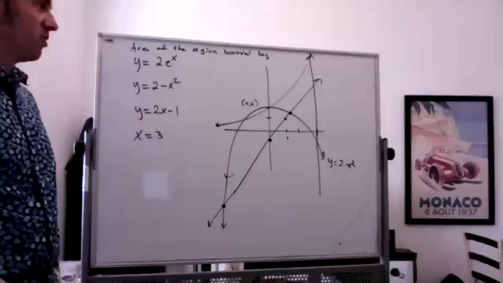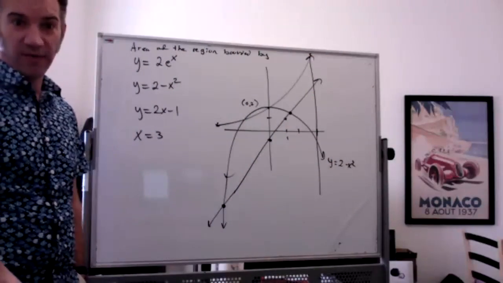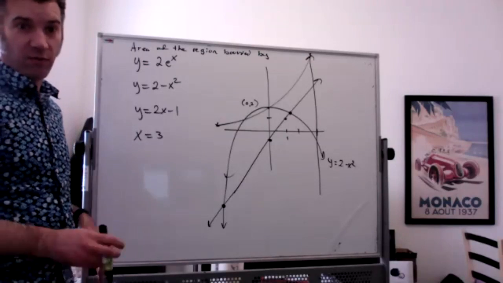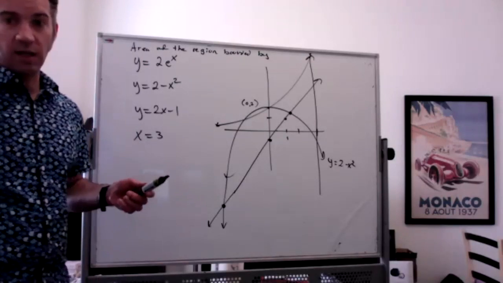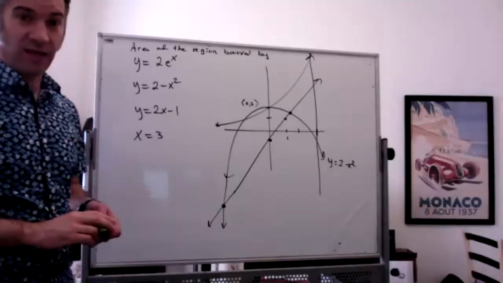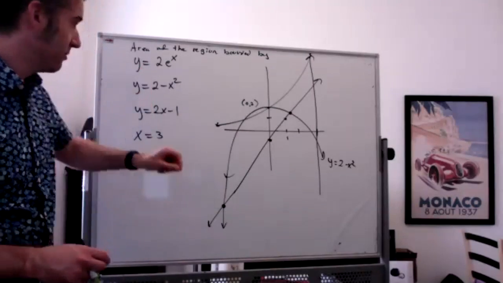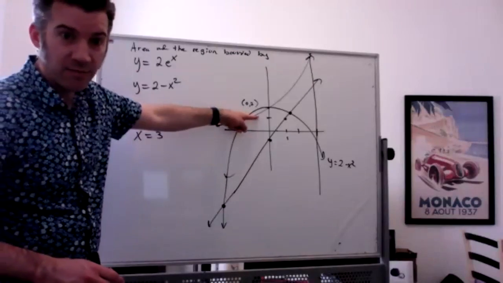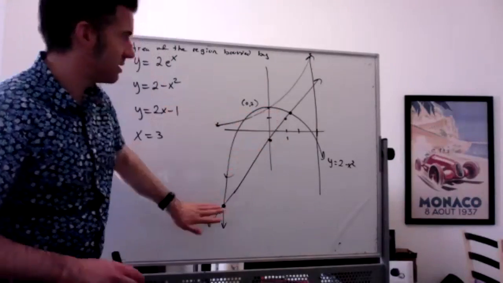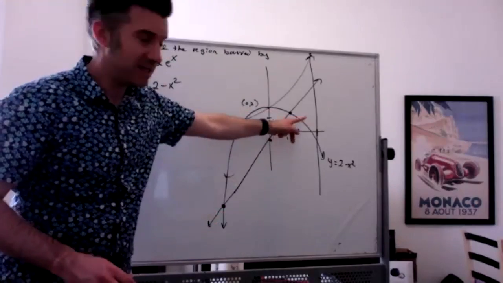So that's what my graphs look like. This is kind of weird to see what the region is that we need to find the area of. So we have to be very, very careful. It's not that. It's not this. It's not that. It's not this.